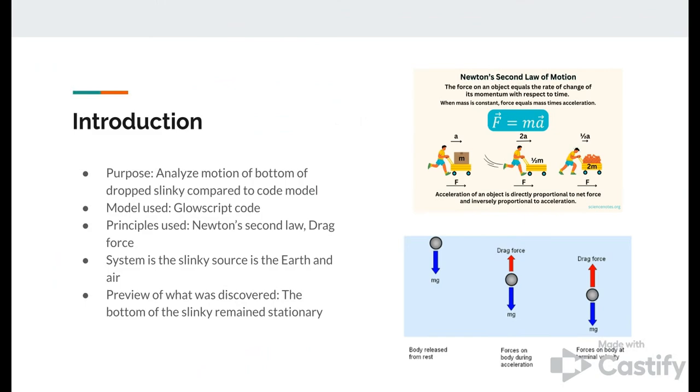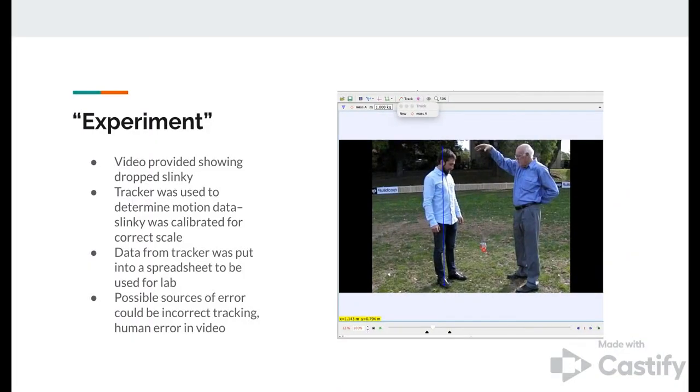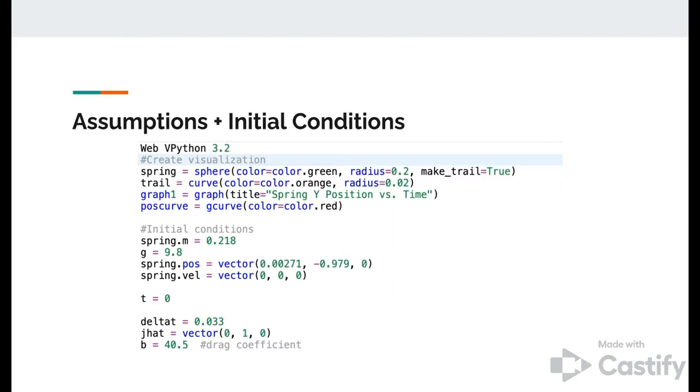To the right, we have the fundamental physics principles. For the experiment, quote unquote, because it was really just a video provided, it showed a dropped Slinky. You could see there are two guys, and the guy on the left was a reference for the scale of the experiment. We measured his height, and the data from the Tracker video was put in a spreadsheet to be used for the lab. Possible sources of error could be incorrect tracking or human error in the video.